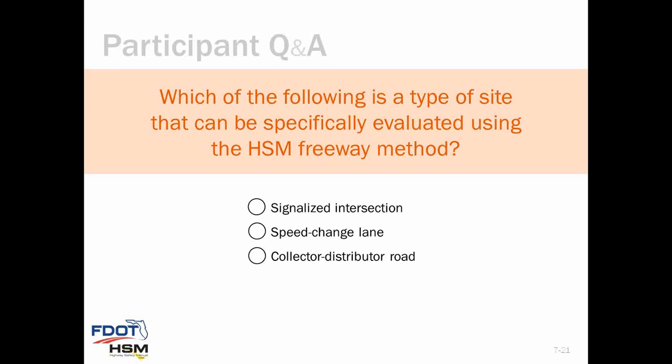The correct answer is B, speed change lane. The collector-distributor road segment is evaluated using the method in Chapter 19 for ramps. Signalized intersections are evaluated using the methods in HSM Chapters 10, 11, or 12.